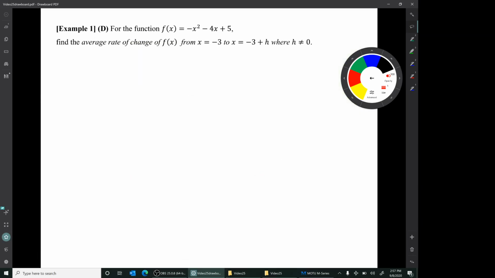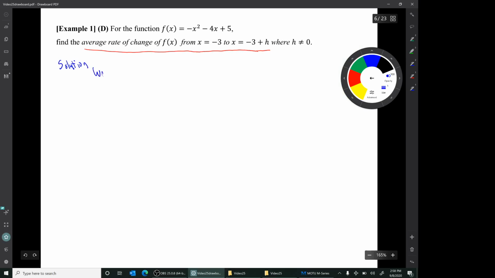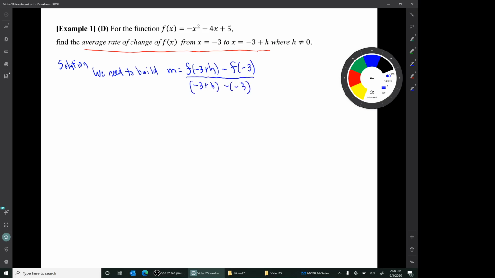So for question D, it's this question. For the same function, find the average rate of change of f from x equals -3 to x equals -3 plus h, where h is not equal to 0. Well, we need to build that red quantity. Remember what that red quantity is. That red quantity is that circled thing. So we simply build that form.